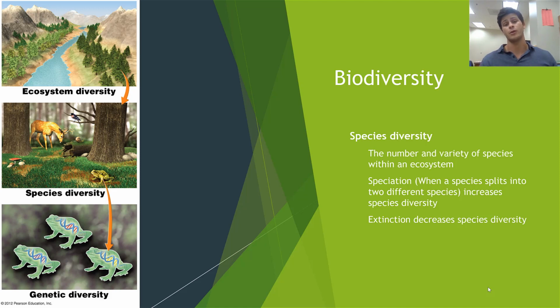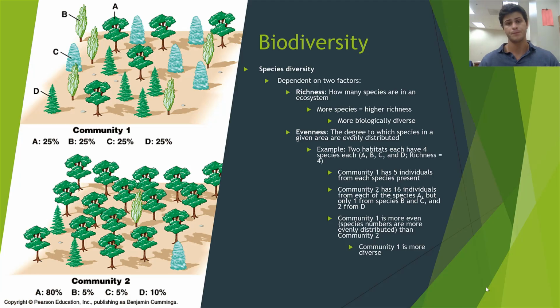For now, I also want you to know that speciation, when species split off to become two new species, increases species diversity, and extinction, when all of the individuals in a species die out, decreases species diversity within a given ecosystem. But let's look at how the number of species and the distribution of those species impacts biodiversity from the ecosystem perspective. Looking at species diversity, it is dependent on two different factors.